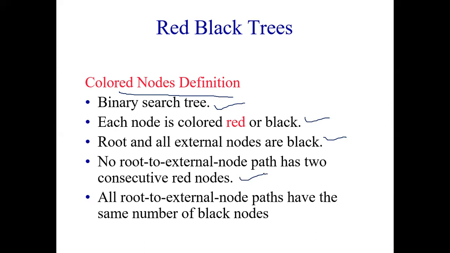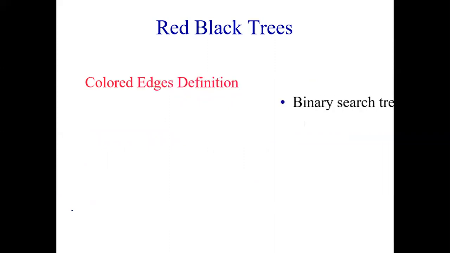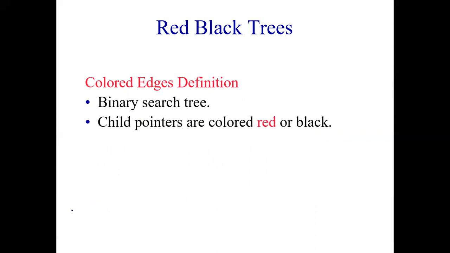So when you travel from root to the external nodes, the number of black nodes that you will be visiting should be same in all the paths. Okay. So these are the four properties with respect to the color of the nodes. Similarly, we have another four properties with respect to the color of the edges. So edges are the ones which connect one node to another node. Okay. So with respect to color of the edges, we also have some guidelines or principles.